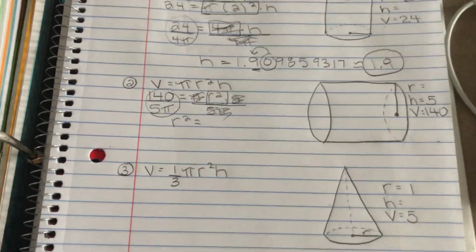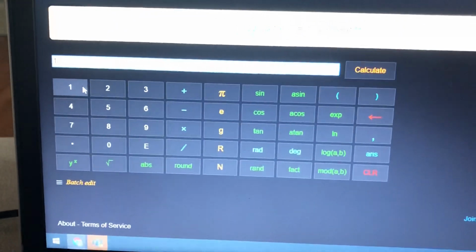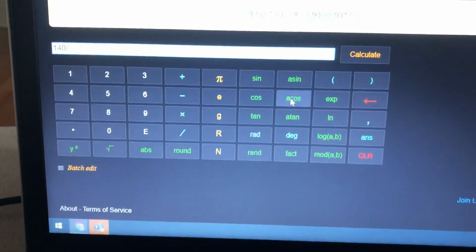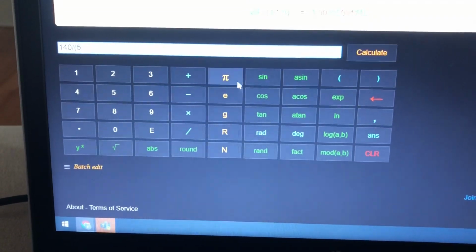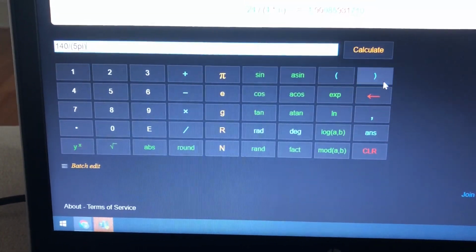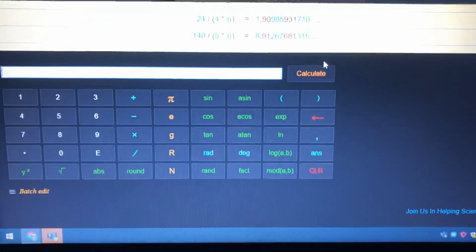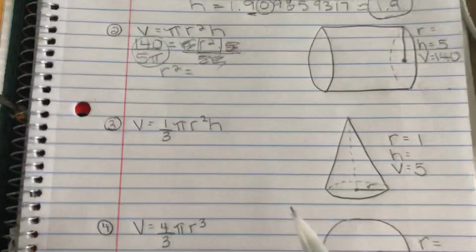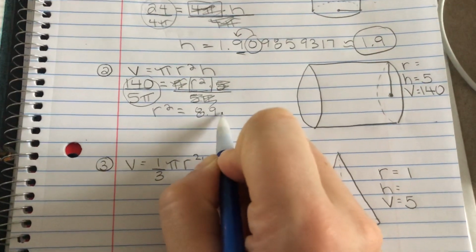So I'm gonna plug that into my calculator. I have my calculator right over here. So I'm typing in 140 divided by, I need those parentheses again, and I want 5 pi. Okay, we're gonna divide. I have 8.912676813115. Okay, so I have a whole bunch of stuff right here. So this is that 8.9 blah, blah, blah, blah.